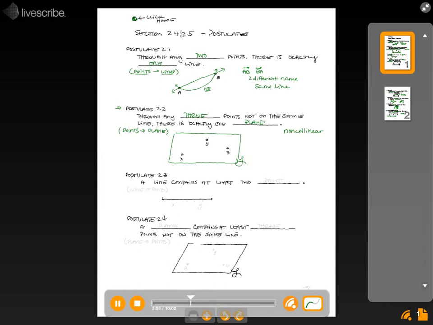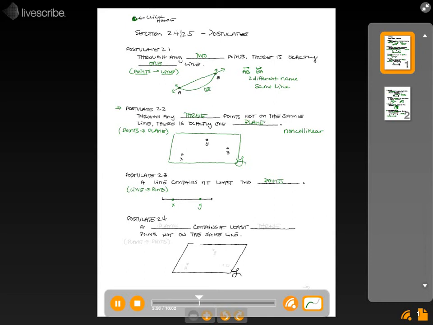Next one, postulate 2.3. A line contains at least 2 points. Okay, a line contains at least 2 points. Now it's kind of similar to postulate 2.1, but in 2.1 we went from points to a line. In 2.3 we're starting with a line, and if we have that line, that means we know that there's at least 2 points on it. We could have more than 2 points, but there's at least 2 points in that line. So we're starting with a line here. I can put 2 points on there to make those points X and Y. Alright, so we started with our line, and then from that line we add 2 points to it.